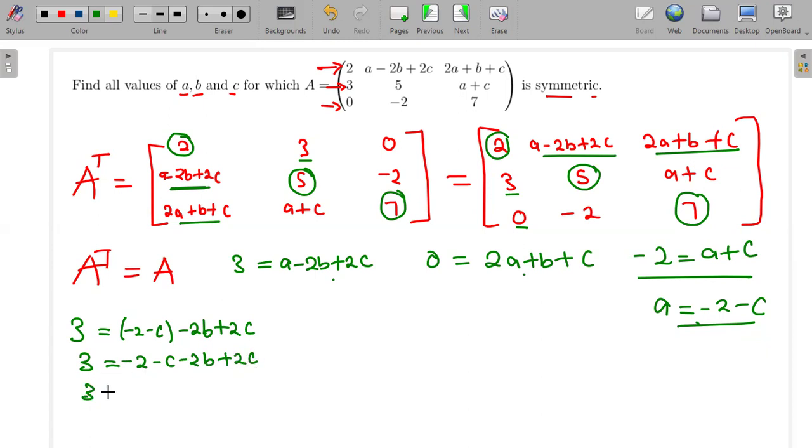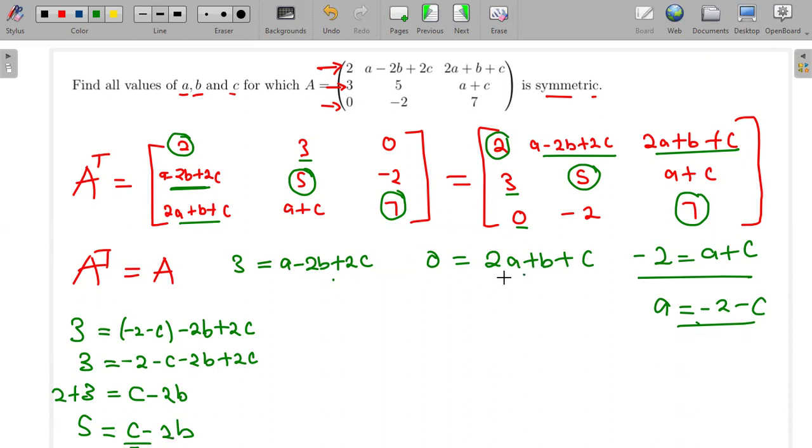So 3 is equal to, here I can add the like terms now. So minus C here with plus 2C, I'm just going to get a C. And then minus 2B, I'll write it here. And then this minus 2 can go to the other side, so that will be plus 2 here. So what I have there will be 5 is equal to C minus 2B. So this is the equation that I get in terms of B and C from this first one.